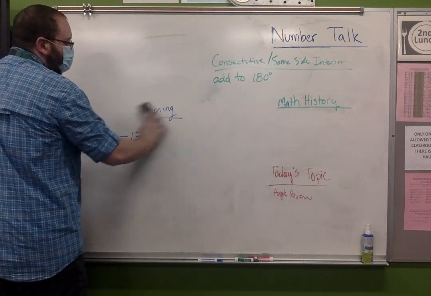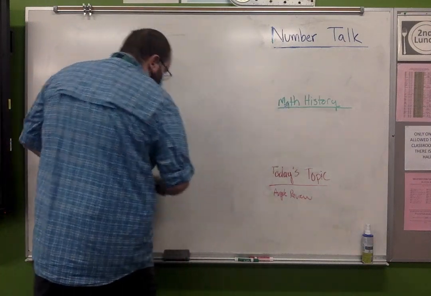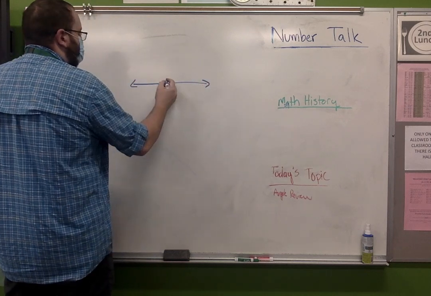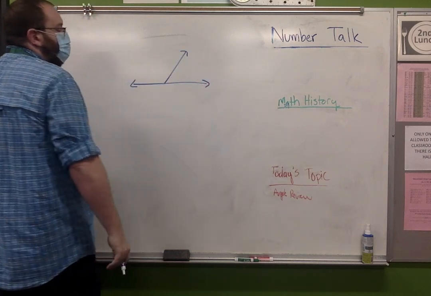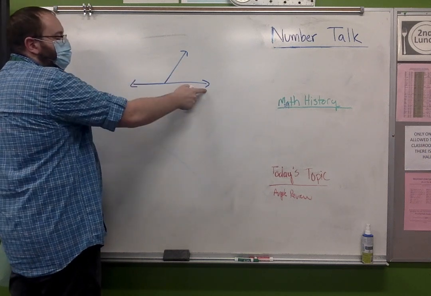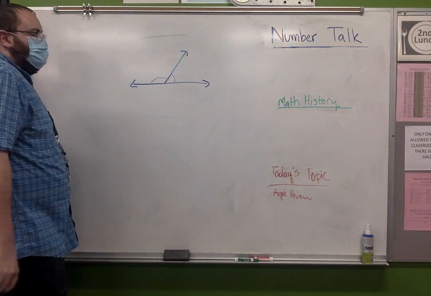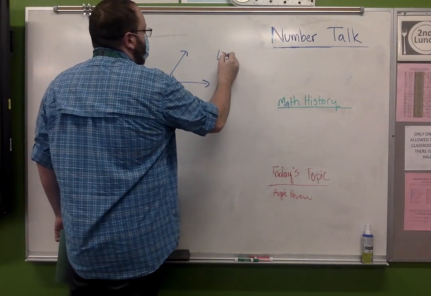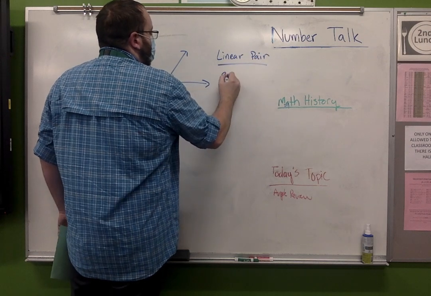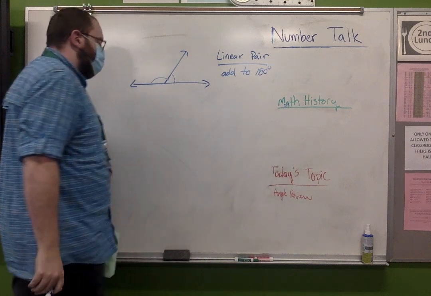One last definition we need to talk about. Sometimes supplementary angles, like this, these are supplementary angles, right? This line is 180 degrees. There's two angles here. Together they add to 180. This is called a linear pair. They add to 180 degrees.